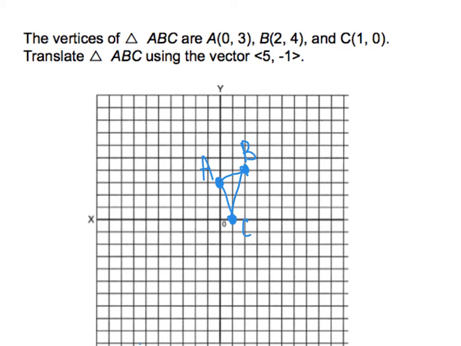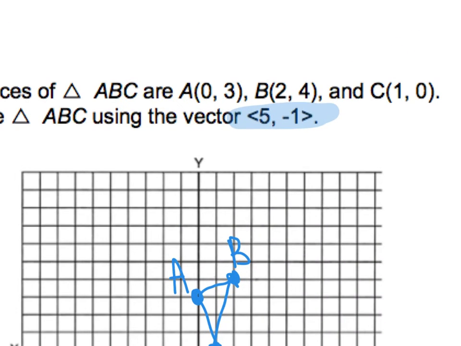Like that. And this notation right here is telling me 5, negative 1. That first number tells me left and right. The second number tells me up and down. Well, positive 5, positive is in the right direction, so I'm going to go to the right 5 with every one of my points. And negative 1 tells me I'm going to go down because down is negative. So I'm going to go down 1.